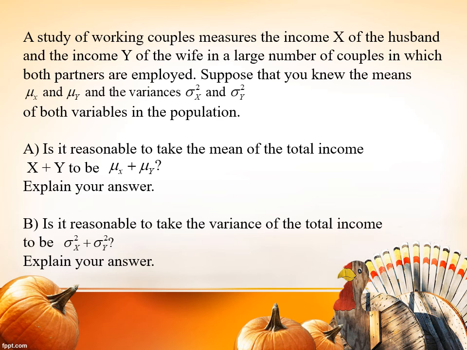B, is it reasonable to take the variance of the total income to be the variance of X plus the variance of Y? Explain your answer. The answer to this is no, because the variance of the sum is only equal to the sum of the variances when X and Y are independent. So I can total up the sums and have them not be independent, but I can't do that for the variability. We can't assume that there's not some impact of X on variable Y or Y on variable X. These incomes may be related, especially since they're a couple. So we cannot say that they're independent.